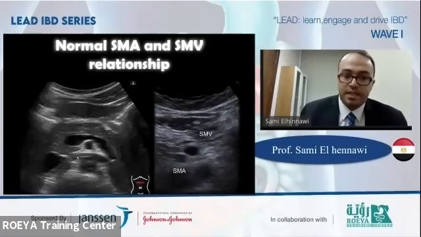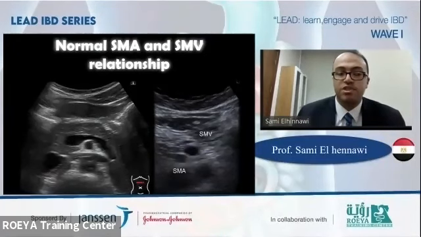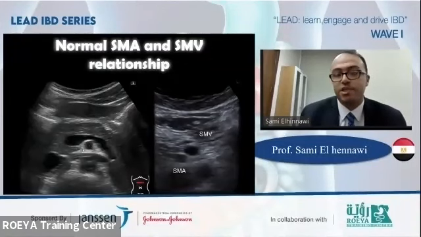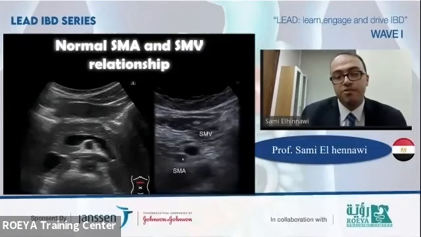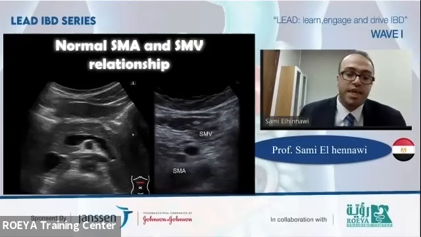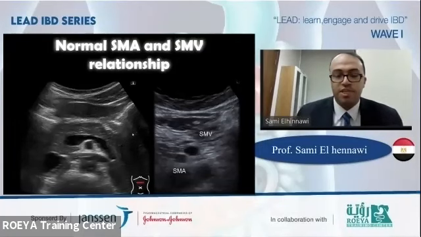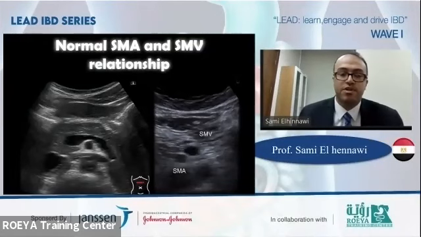In a single image, we can diagnose mid-gut malrotation. We scan the epigastric region and we identify the superior mesenteric artery and vein. Normally, the superior mesenteric vein is located to the right side of the superior mesenteric artery. In mid-gut malrotation, the superior mesenteric vein is located to the left side of the superior mesenteric artery. So, if I start my bowel scan with a transverse section of the epigastric region to locate the superior mesenteric artery and vein, we can diagnose mid-gut malrotation so easily.